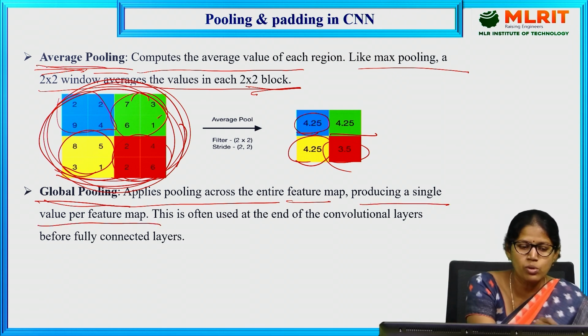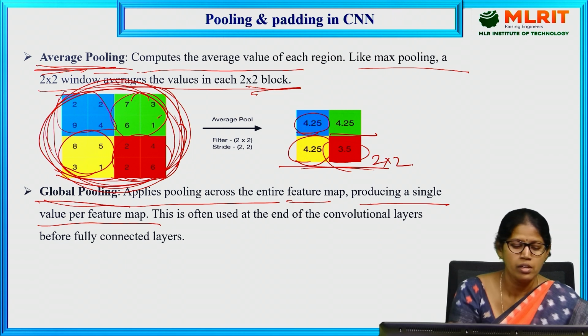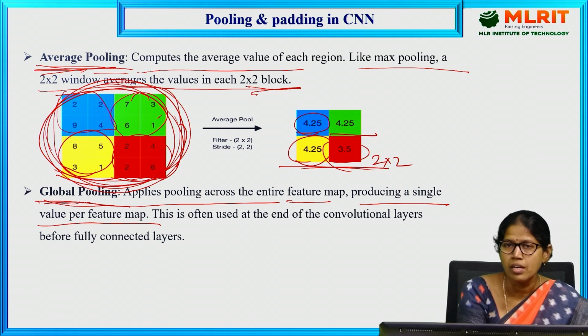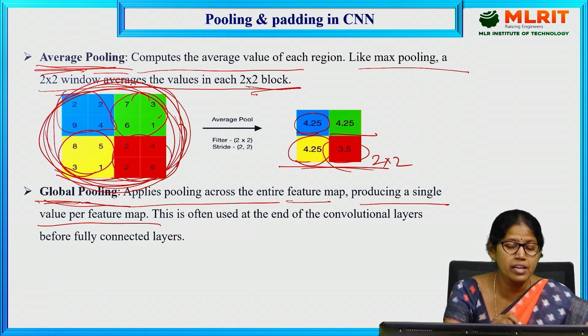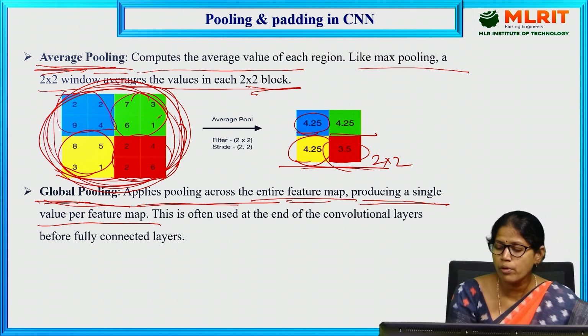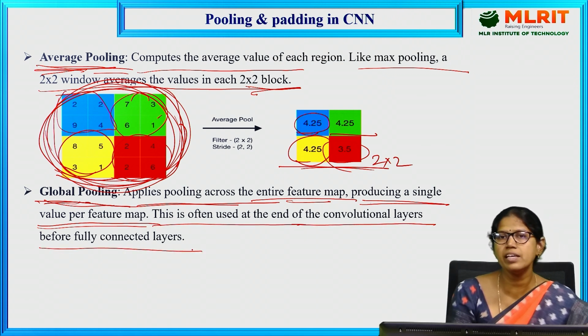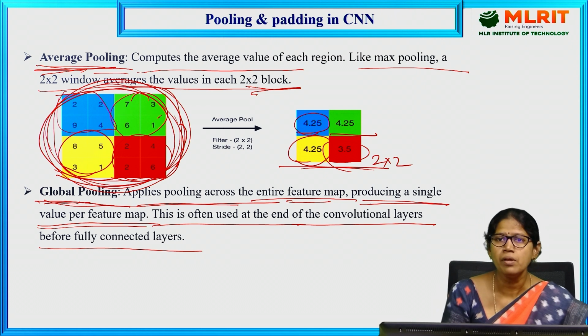Let's look at this one, average pooling. Out of this entire feature map, we have the output as 2x2. But when you consider global pooling as an operation, it will produce only one value as the output. It applies pooling across the entire feature map, producing a single value for the feature map. This is often used at the end of the convolution layers before the fully connected layers. In most scenarios, max pooling is the one that is used most of the time.